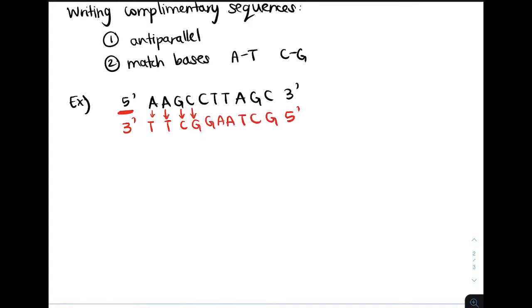So our complementary strand will look like this, and this is our DNA duplex. Keep in mind that these strands are not identical, but are complementary. Let's now look at gel electrophoresis.